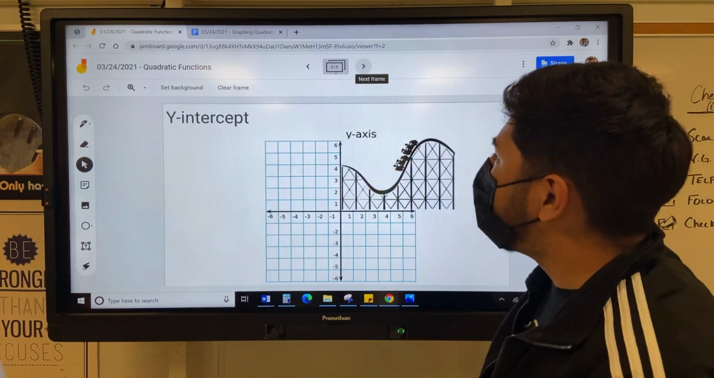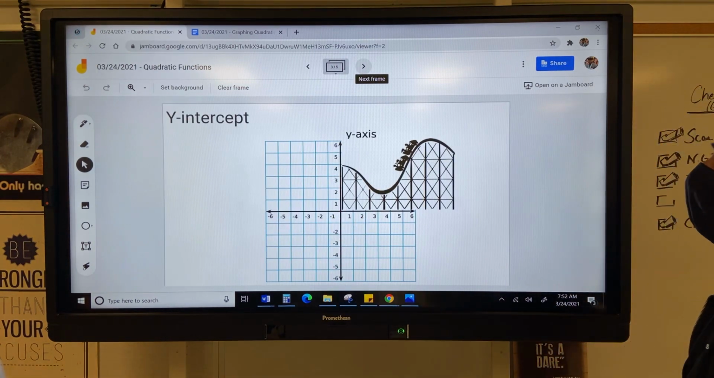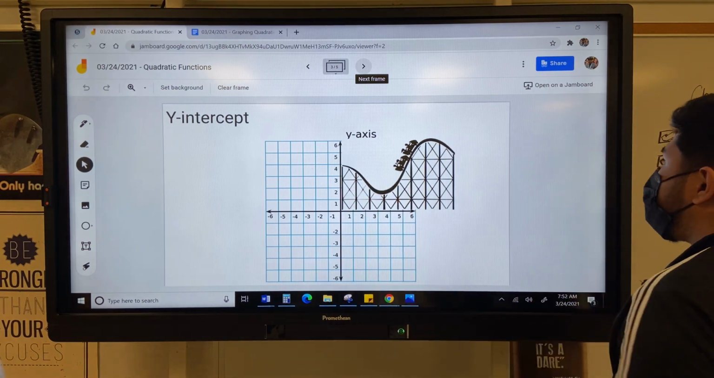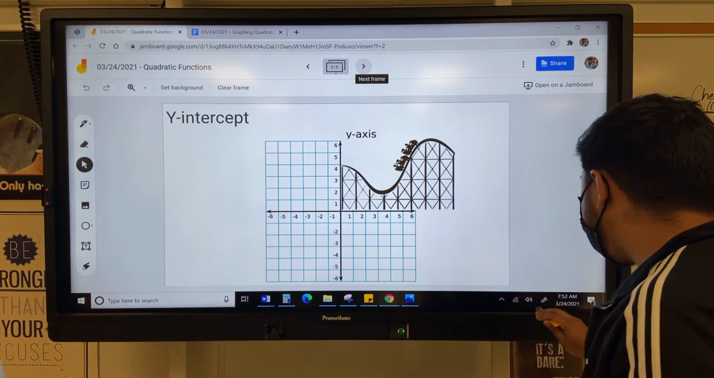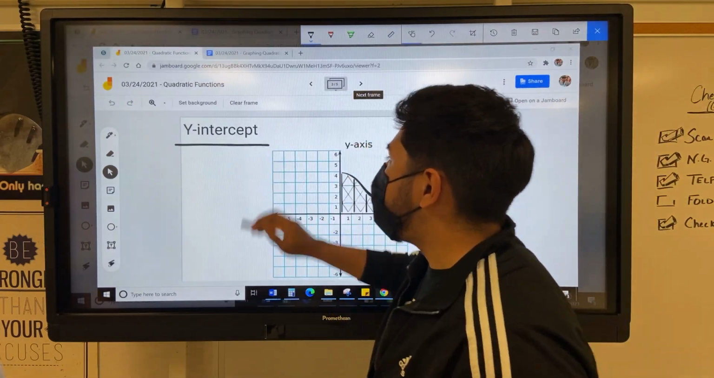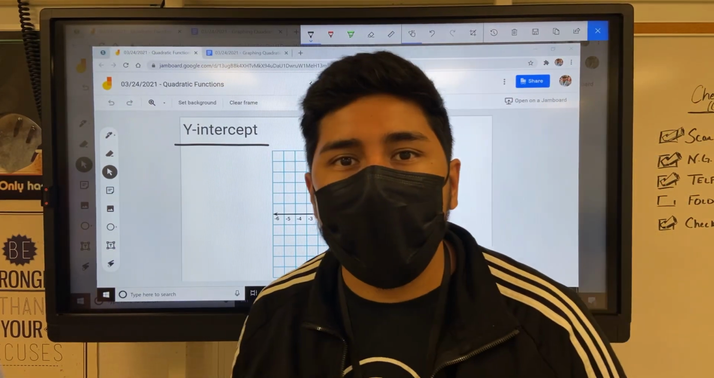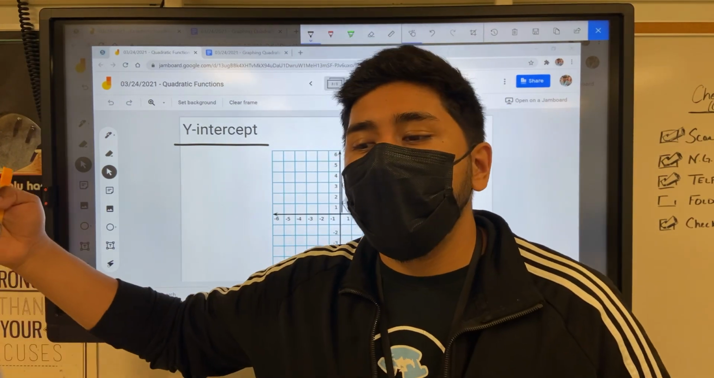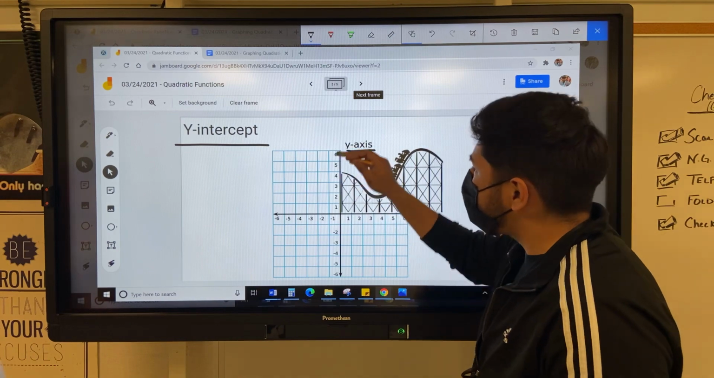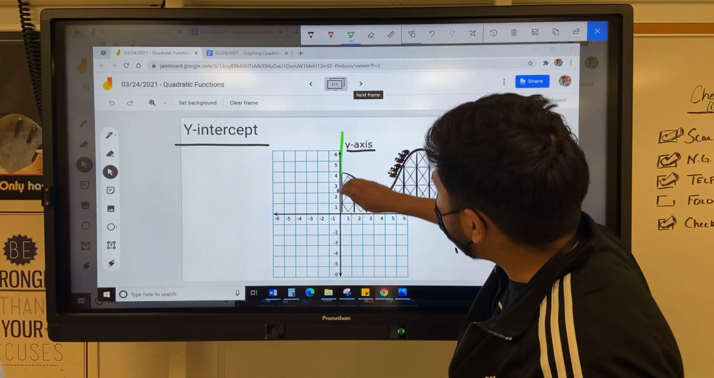Next slide. Y-intercept. Check it out. Y-intercept, we got a roller coaster. What does the Y-intercept mean? If you're not sure, Google it up. Tell me the definition. The definition will tell you that's when your graph is crossing the y-axis. We even have it labeled right here. This is the y-axis. I'll highlight it for you.